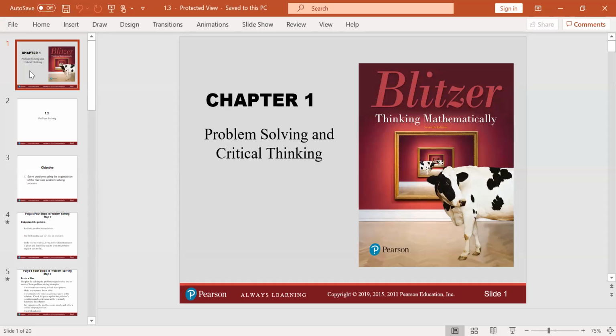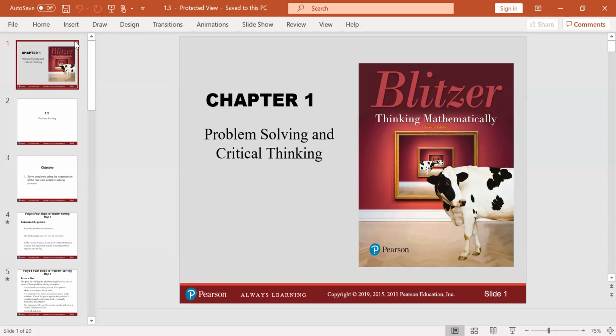Last time we started chapter one. Chapter one is fairly straightforward. We talked about some concepts like rounding. We talked about estimation, why it's important in general. We're going to finish off chapter one by talking about general problem solving.